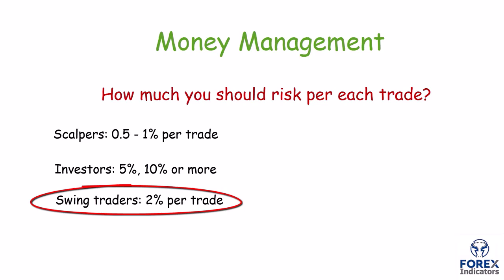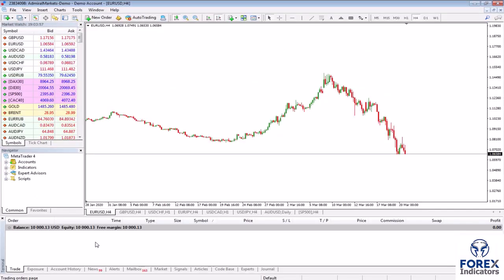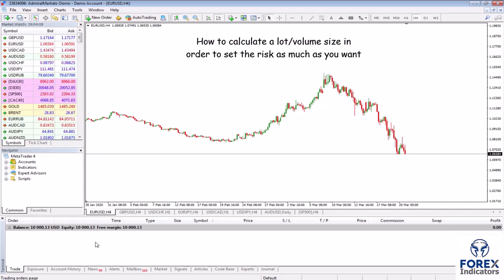And now that many beginners do not know how to calculate what amount to set in order to risk, for example, 2%, in the next lesson I will show you a simple formula how to do it. We said what money management is, what answers money management should provide to us, and how much risk we should take on each trade. Now I'm going to show you how you can easily calculate the number of lots, that is the position size you need to invest in a trade to set the risk as much as you want.